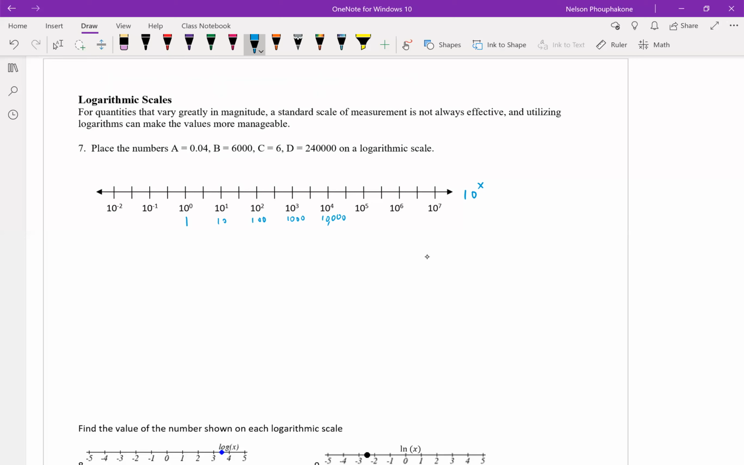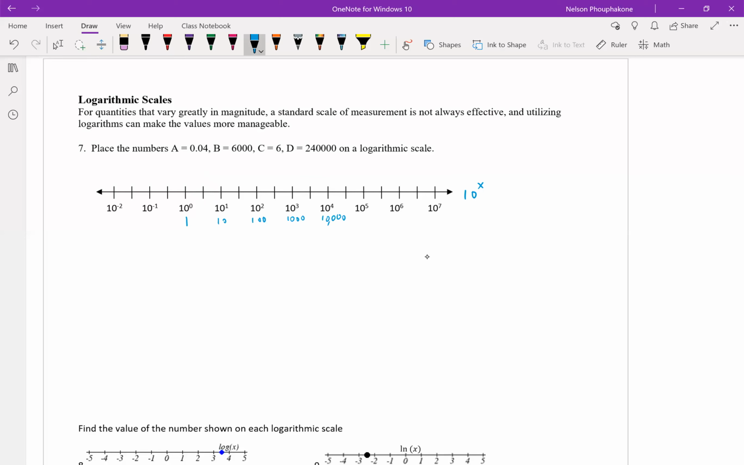So in this case, I know that 6 is somewhere here, and 6,000 is somewhere here. So it is possible to manage the numbers this way. However, where is the location of 6, or where is the location of 6,000? This is exactly what I would like to show you. Let's check it out.